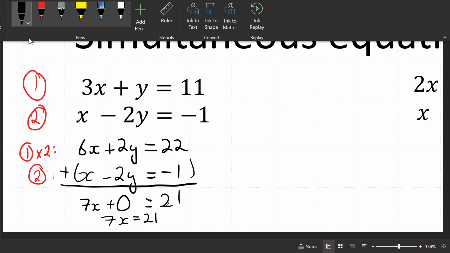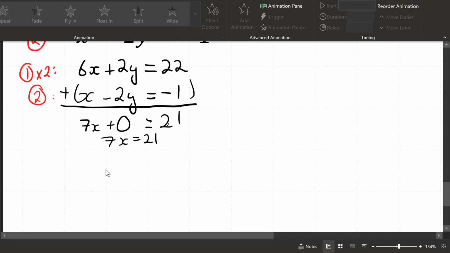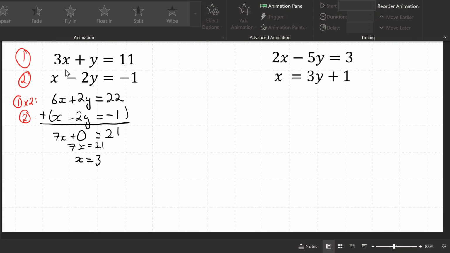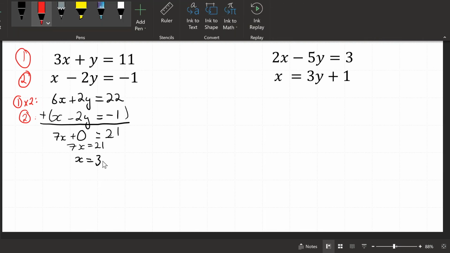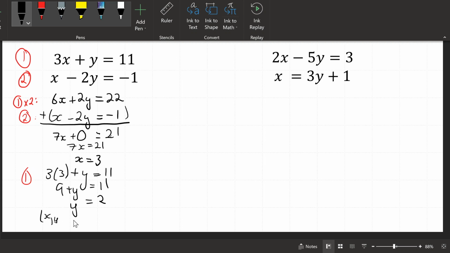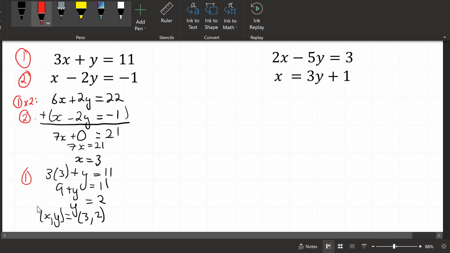So from that, x equals 3. Now, let's have a look at finding y, okay? So we'll take our first equation again. We'll plug the 3 into the x section here. Plus y equals 11. So 9 plus y equals 11. y equals 2. So x comma y equals 3 comma 2. Great, so we've got an answer for this there. Fantastic.